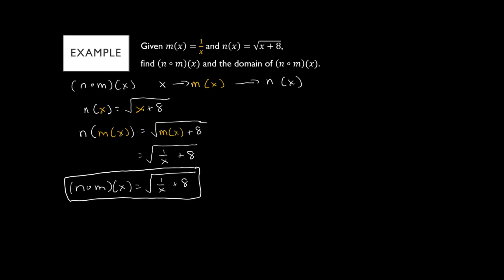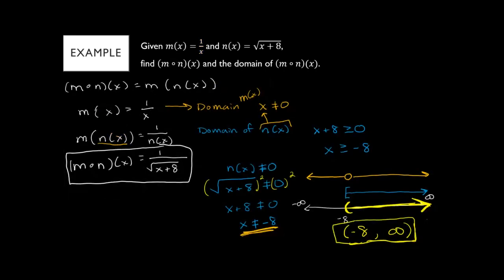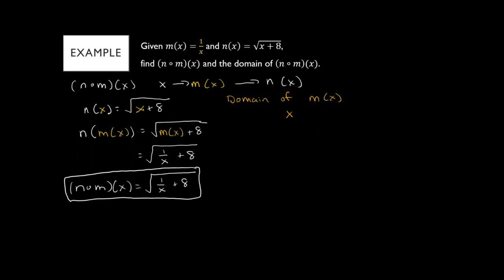So we are plugging x into m, m into n, and now we want to find the domain of this output. So let's find the domain of m of x first. So we already found that previously because I'm using the same functions. X does not equal 0. So we know that x cannot equal 0.